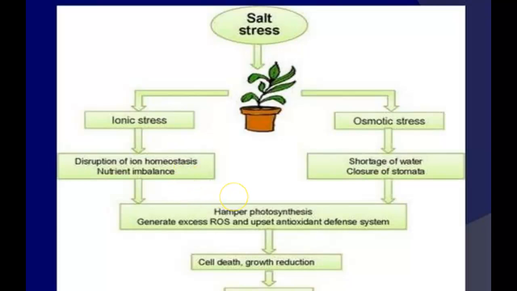That will hamper the process of photosynthesis and, as a result, generate excessive reactive oxygen species and upset the antioxidant defense system. As a result, there will be cell death, reduction in growth, and ultimately decreased yield. Similarly, osmotic stress means there is shortage of water or closure of stomata. That also results in reduction in photosynthetic activity. If there is reduction in photosynthetic activity, that will result in decreased yield as well.